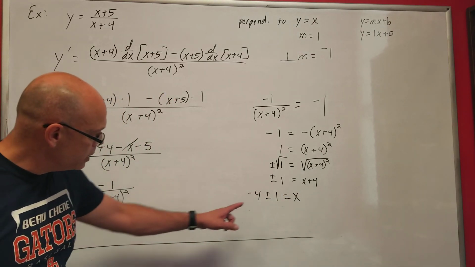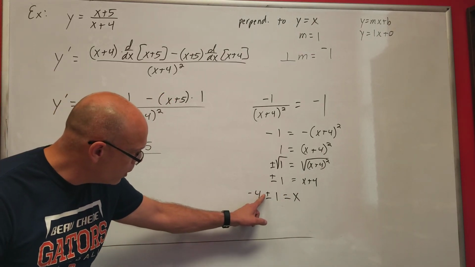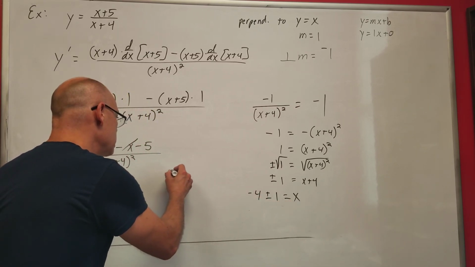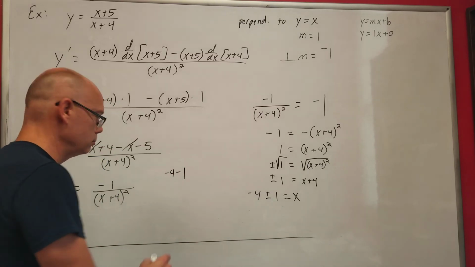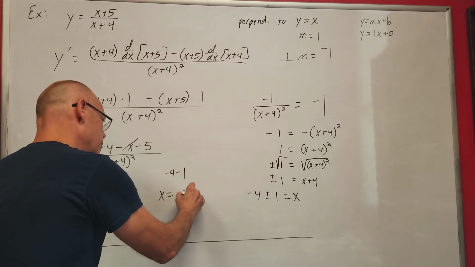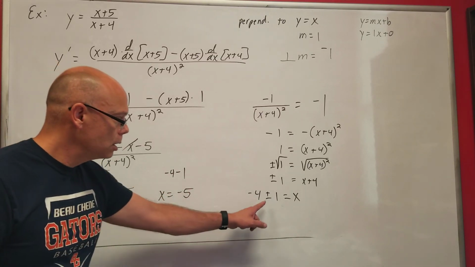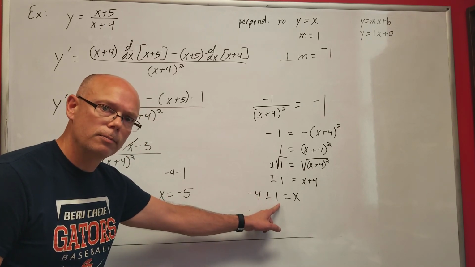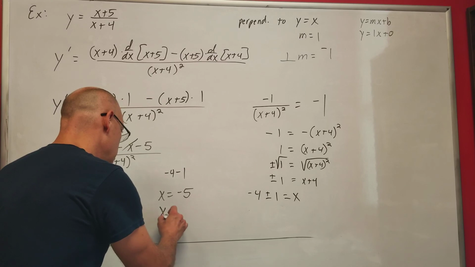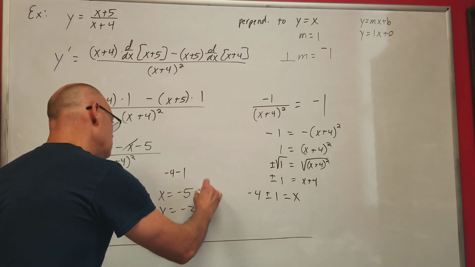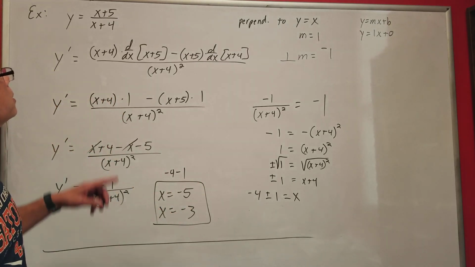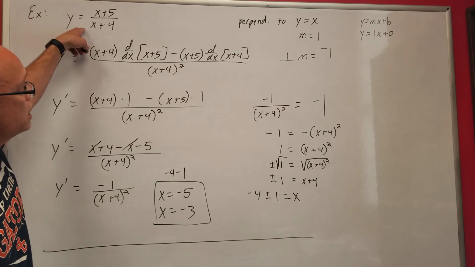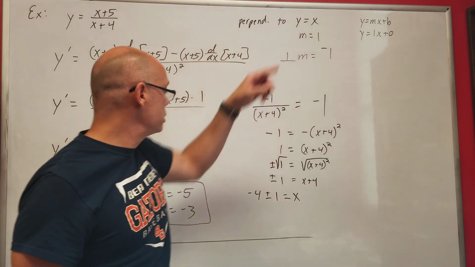Now break it down into its two cases. -4 minus 1 is x. What's -4 minus 1? Well, that's -5, right? What's the other value? -4 plus 1. What's -4 plus 1? -3. That's where I have x values, where this curve has slopes of tangent lines that are perpendicular to that.